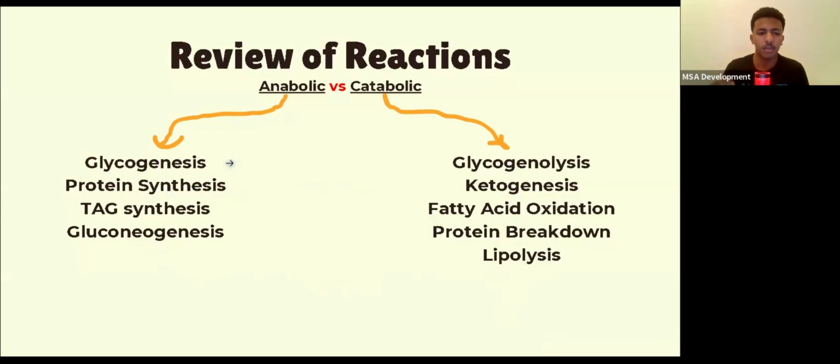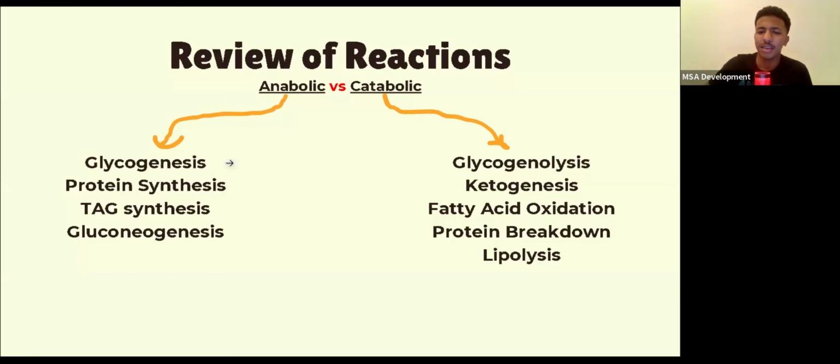Glycogenesis. It means formation of glycogen. We are building glycogen, it's anabolic. Then you have protein synthesis. Again, anabolic because you're building. And then TAG synthesis, which is the triacylglycerol synthesis. You're building the three fatty acids and glycerol backbone thing. It's anabolic. Then gluconeogenesis, you're forming new glucose, and therefore it's anabolic.